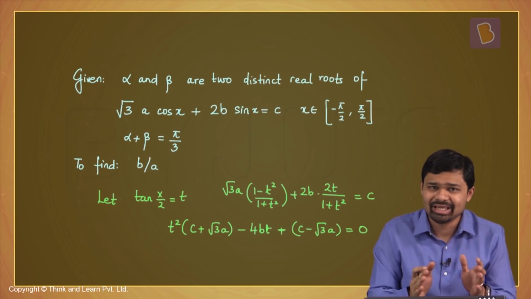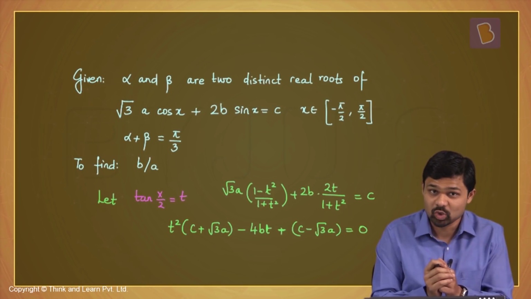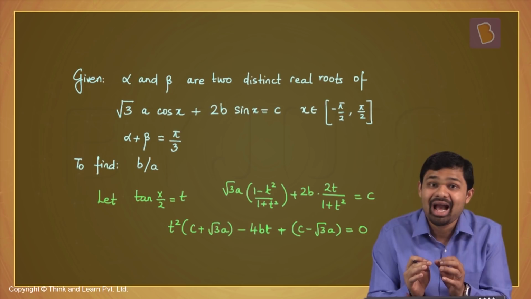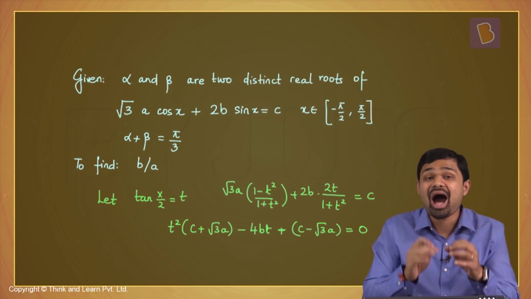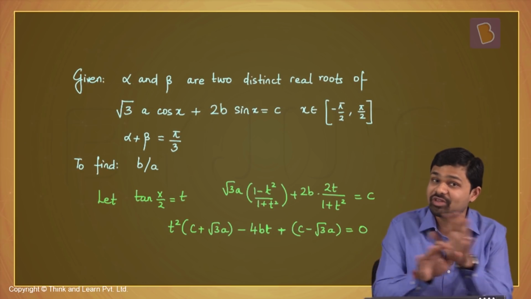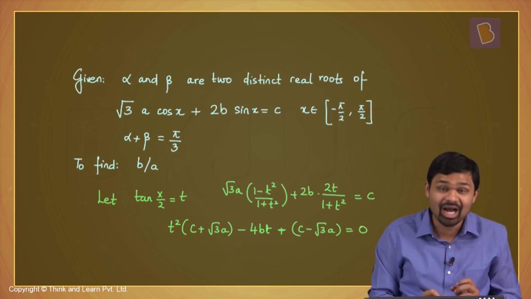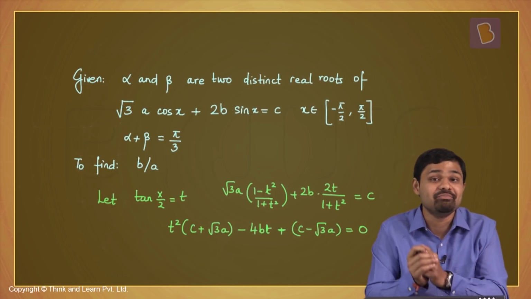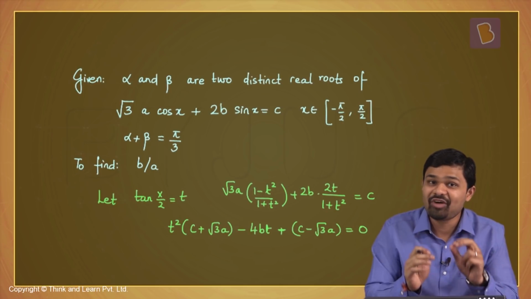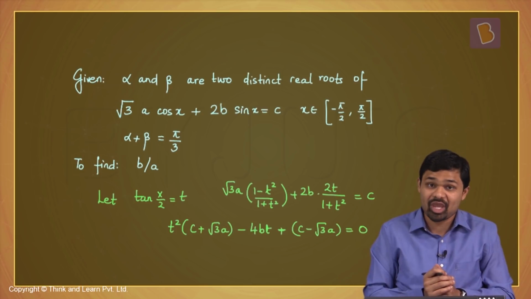We know what t is, because what is t? t is nothing but tan of x by 2. And x can take values alpha and beta, because alpha and beta are two distinct real roots of the equation in x. So t can take values tan of alpha by 2 and tan of beta by 2. So tan of alpha by 2 and tan of beta by 2 are the two roots of this particular equation.